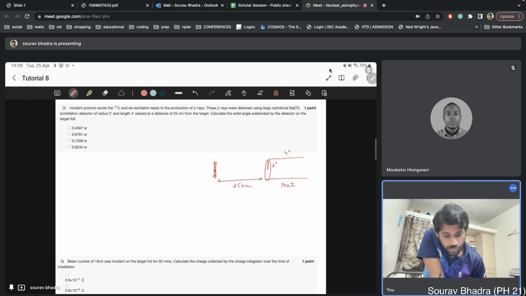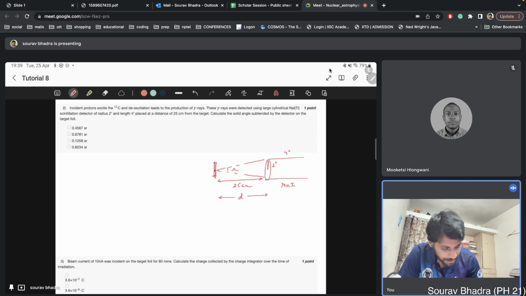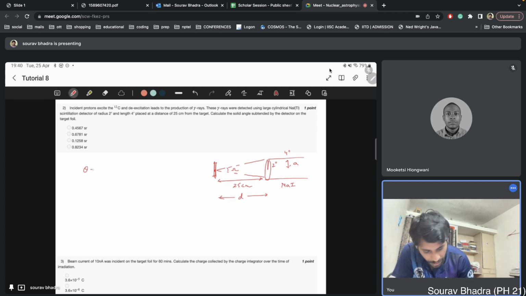So we have to calculate the solid angle, omega. This has been done in the course material itself, so I will not go into the details. If you have the distance d from the center, and the radius r, or a, then the solid angle can be found. First we will calculate theta, which can be calculated as tan inverse of radius by distance.